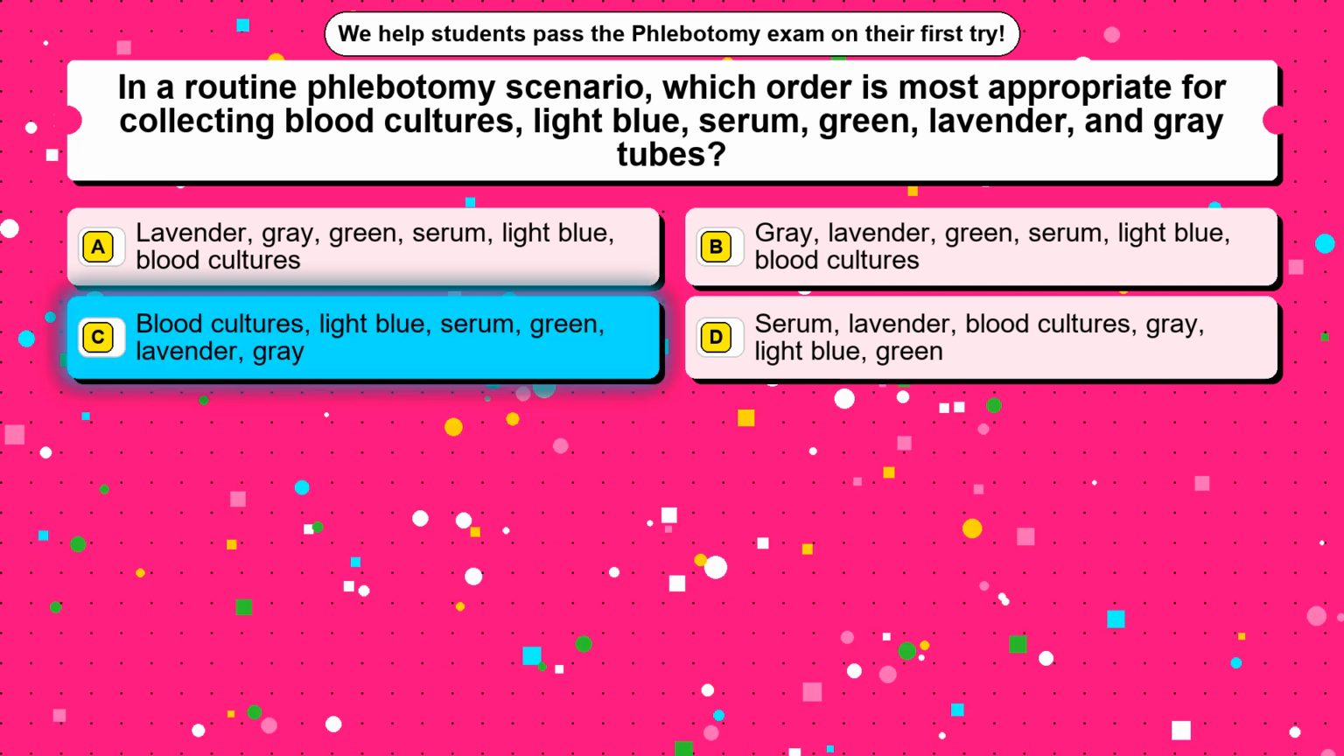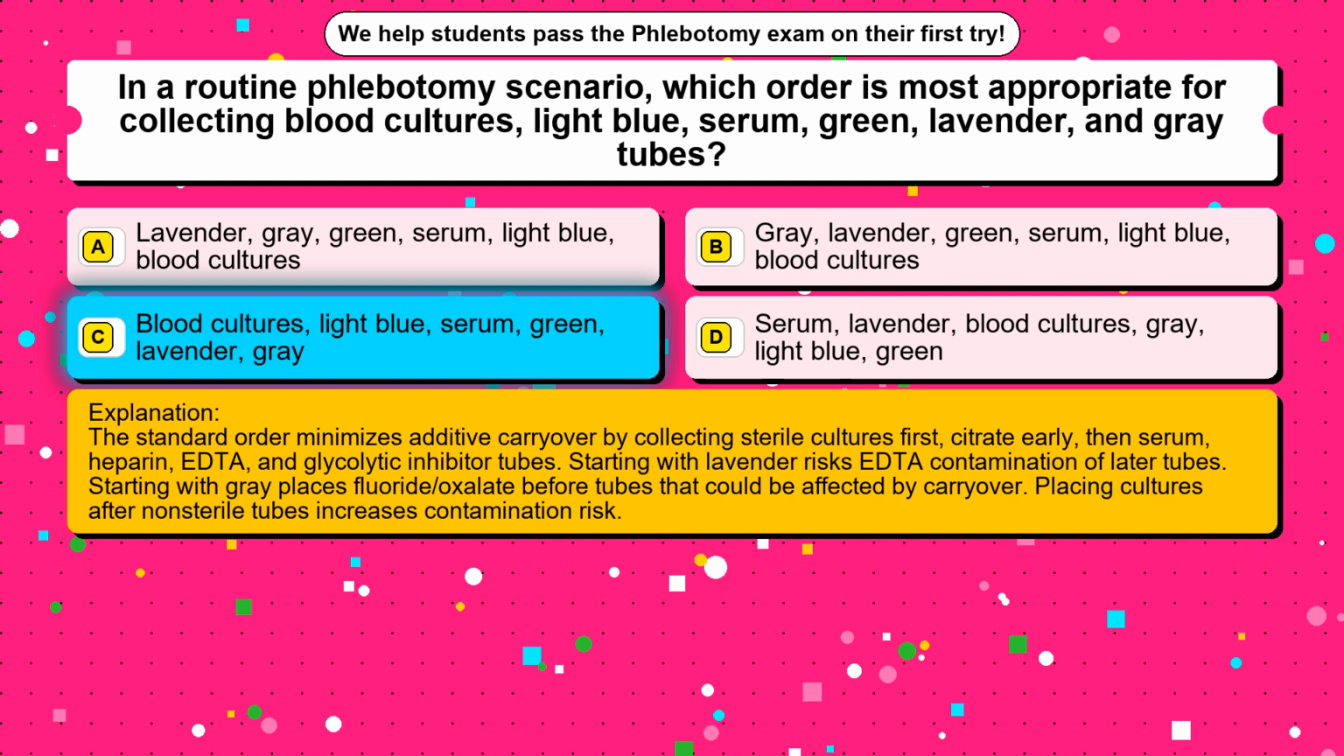The correct answer is option C. Blood cultures, light blue, serum, green, lavender, gray. The standard order minimizes additive carryover by collecting sterile cultures first, citrate early, then serum, heparin, EDTA, and glycolytic inhibitor tubes. Starting with lavender risks EDTA contamination of later tubes. Starting with gray places fluoride/oxalate before tubes that could be affected by carryover. Placing cultures after non-sterile tubes increases contamination risk.